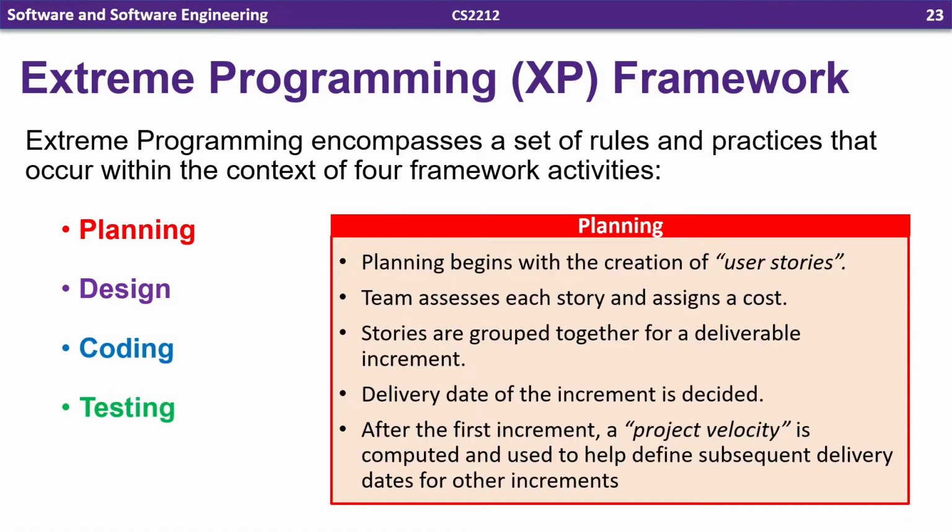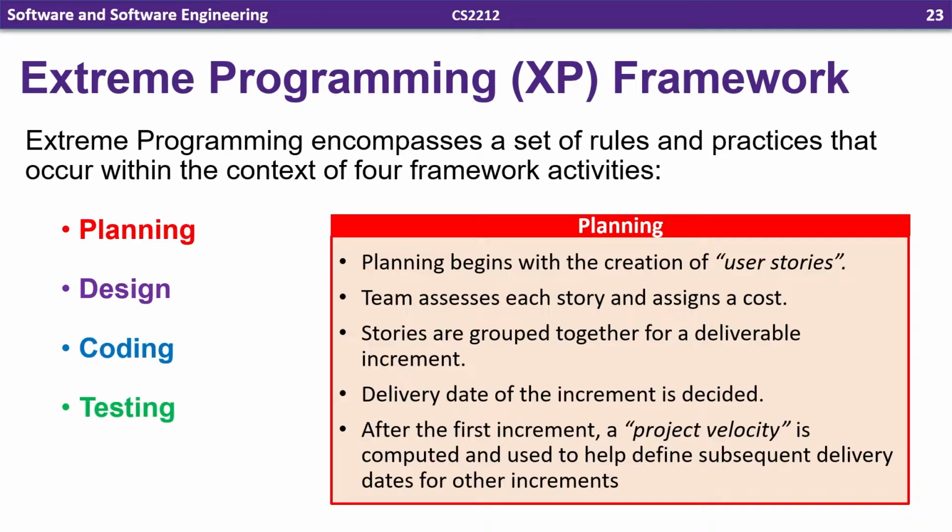So teams take each story and assess the story and assign a cost. The cost here isn't in dollars, rather it's in development time. So number of weeks, number of days to actually implement that story. Stories are grouped together to form a deliverable increment. So this is sort of like the sprint backlog in Scrum. Instead, these are like a group that they're going to implement during the next construction phase.